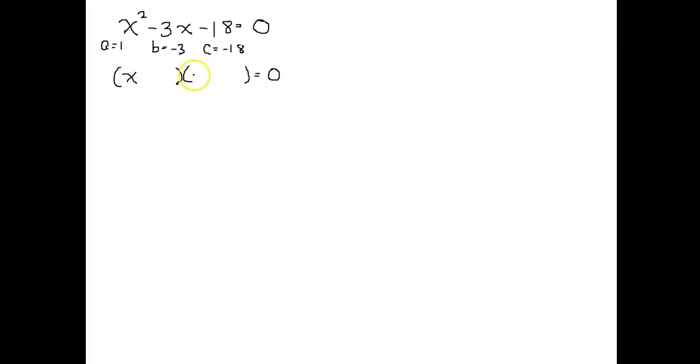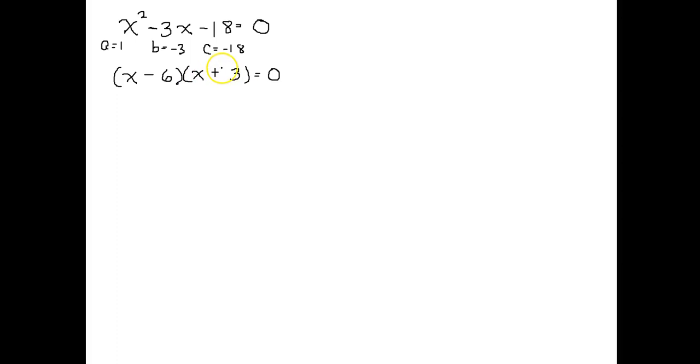So x times x will give me x squared. Then for factors of 18, I've got to multiply to get minus 18 and add to get minus 3. So 6 and 3 will multiply to give 18 and subtract to give me a 3. I need different signs, and since this is a minus 3, I need the bigger one, 6, to be a minus. And then the smaller one, 3, gets to be a plus. So that'll give me x squared minus 3x minus 18.